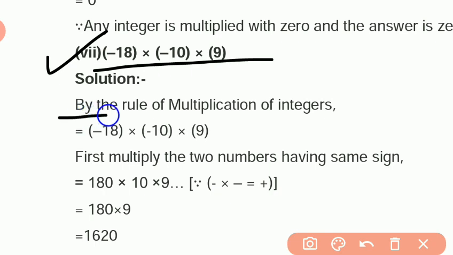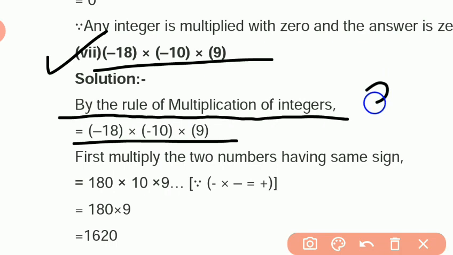So by the rule of multiplication of integers, we can see how many negative integers are given? 2. Here 3 integers are given. So first you multiply two numbers having the same sign. Same sign means minus 18 and minus 10. So 18 tens are 180 and minus into minus is plus. And the remaining number is 9 here.